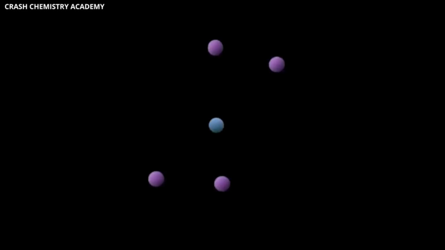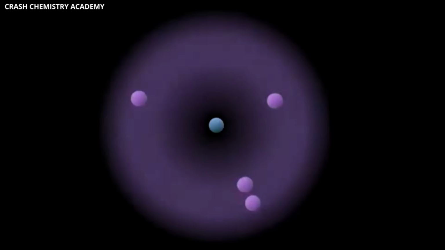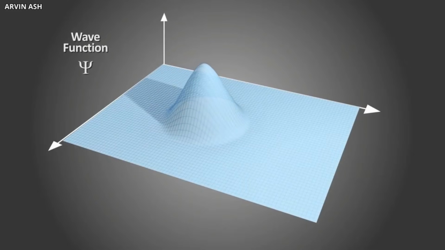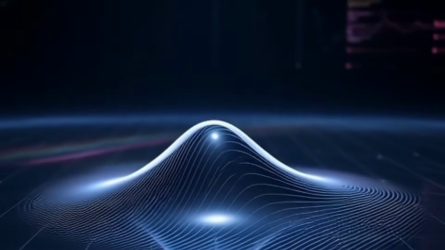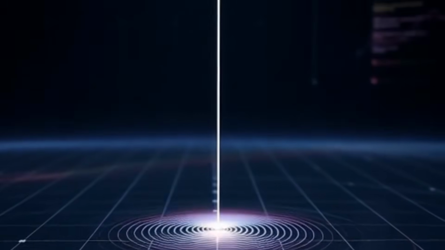Even today, we still don't know things like what actually causes the probability cloud to collapse into a single measured value. How does this collapse happen? Is it a real physical process, or is it simply an update to our knowledge?